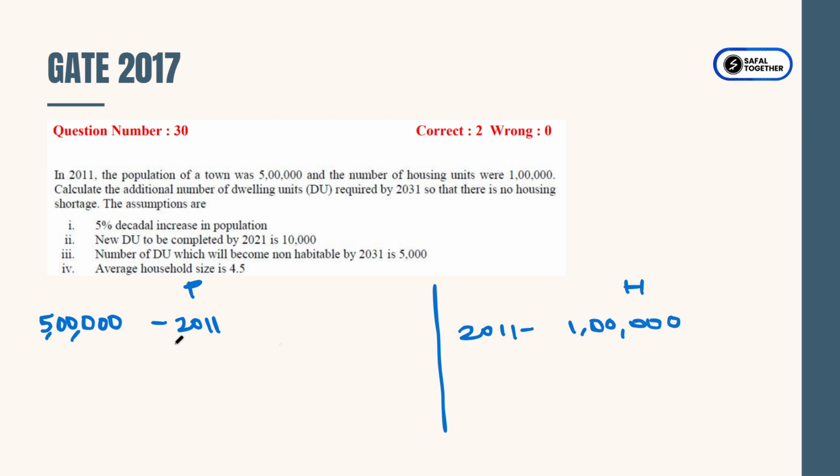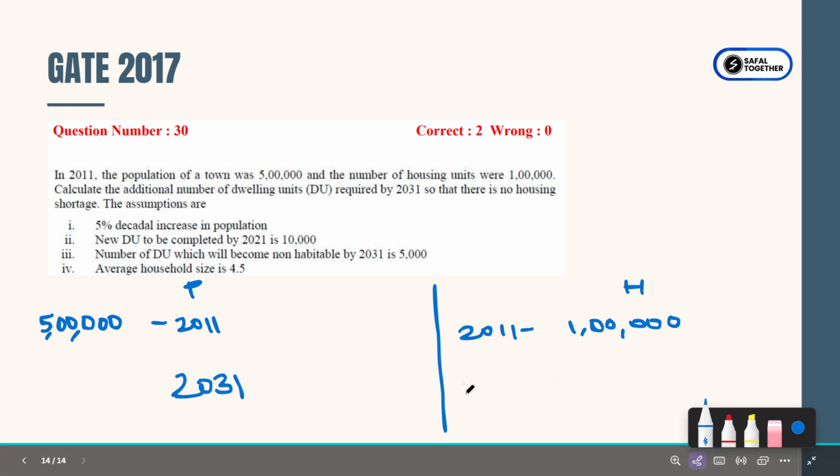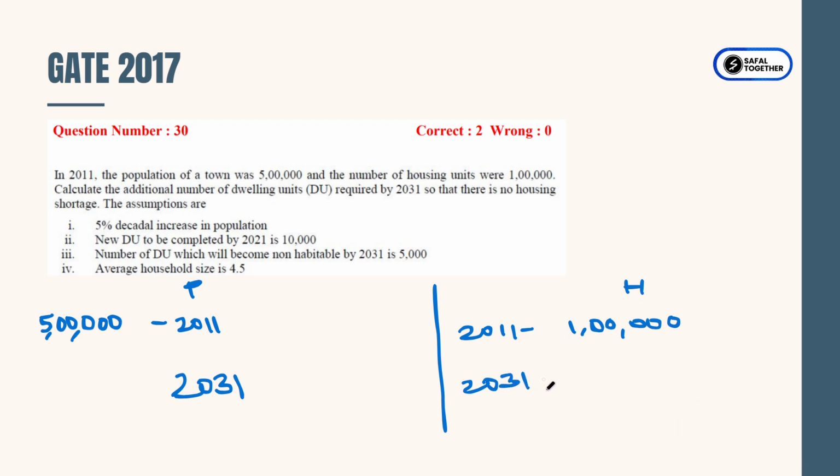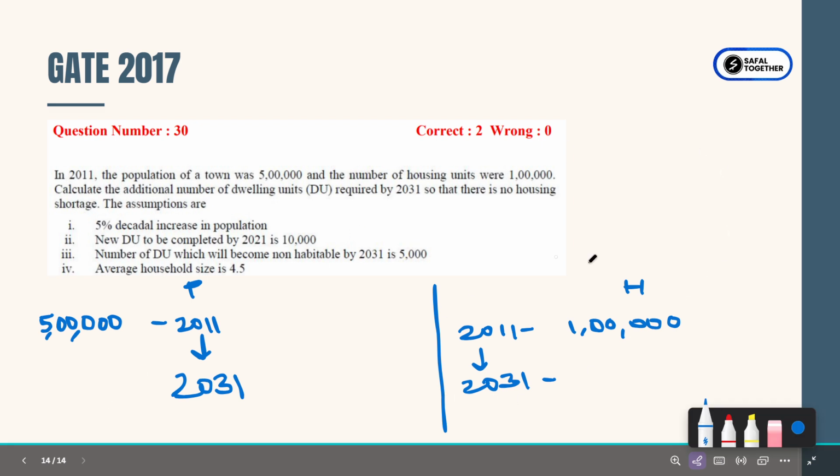So that's the demand and the supply, but you don't directly take the population for your households. You have to divide it by the household size. Let's come down to that first. Calculate the additional number of dwelling units required by 2031, which is what we are projecting for. In 2031, there's no housing shortage, so what would we need? We need the increasing population, the total number of units at that time, and the average household size.